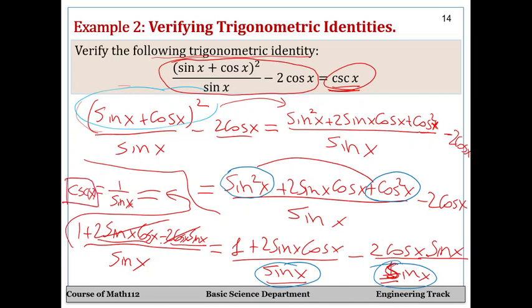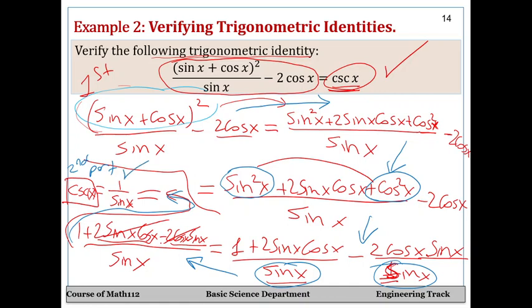Now we obtained the second part. We started with the first part, we came here, and we did this. Next, we combined them and simplified. Then at the end, we came to the second part. So we end up with the second part, which means we verified it.